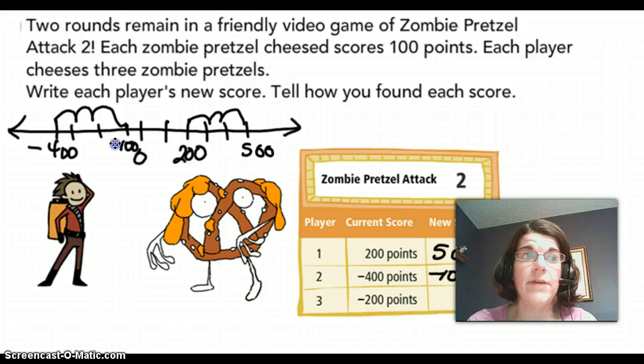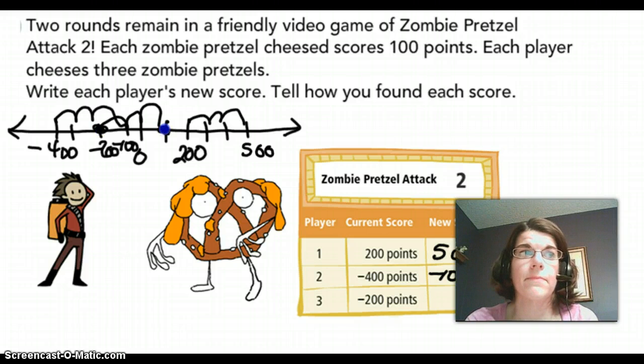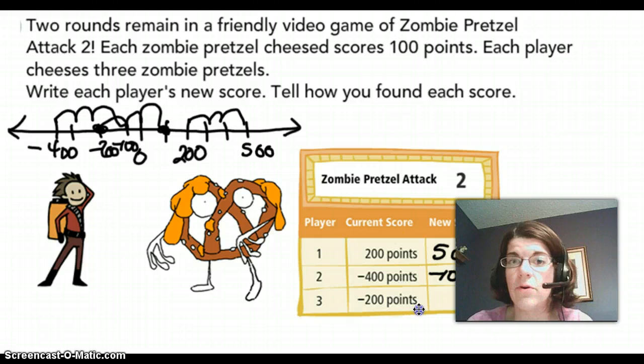Negative 200. Now negative 200 is between negative 100 and negative 400. Right here. And we're going to add 300 points to that. So again, that's 3 moves to the right. And so that person has a score of 100 points.